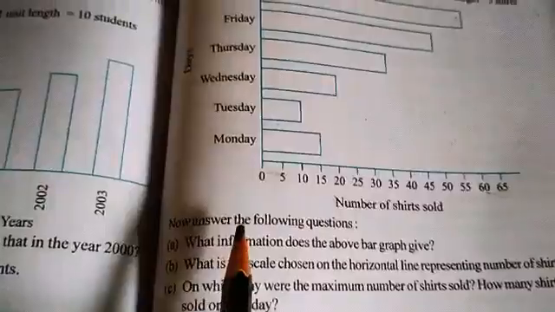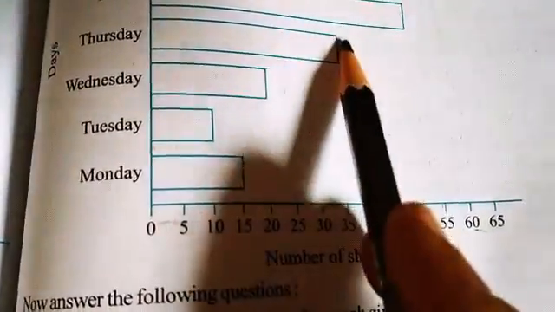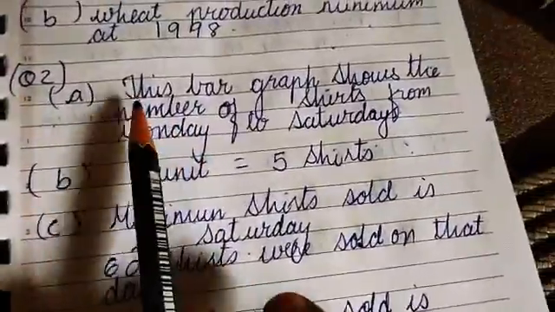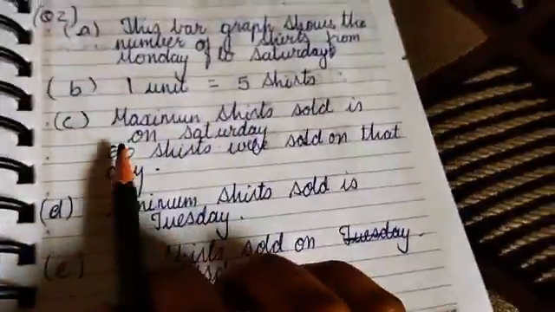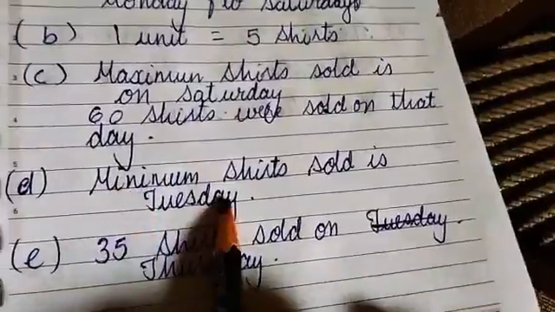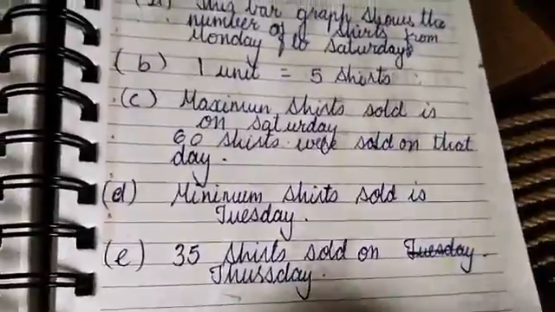And question number E. How many shirts were sold on Thursday? Thursday को कितने shirt हमने बेचे? So on Thursday we can say we will see on Thursday. So on Thursday 35 shirts are sold. On Thursday how many shirts are sold? 35. So in this we have written the answer. The bar graph shows the number of shirts from Monday to Friday. 1 unit is equal to 5. Question B, answer B. C, फिर D और ये है E. So this is your question number 2.